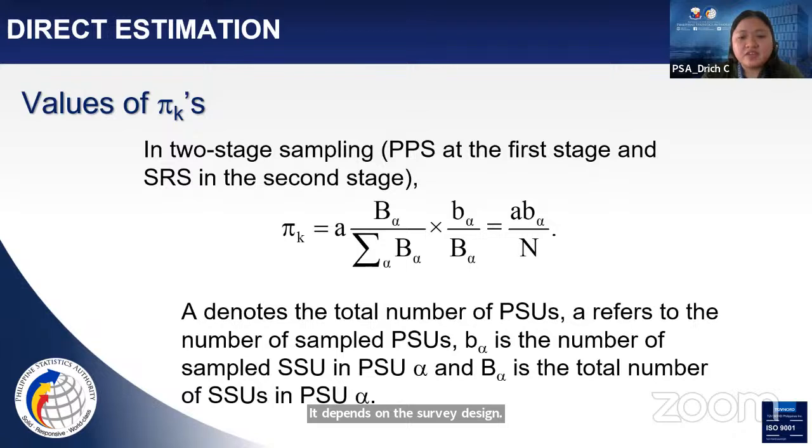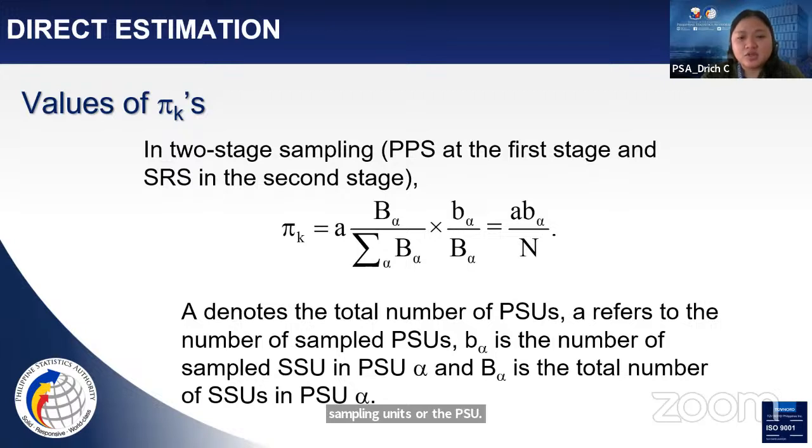And then specifically for two-stage sampling, with PSU selection at the first stage and SRS in the second stage, lambda sub k is A times B over the summation of B, multiplied by small b over big B, which is equal to AB over N. So this denotes the total number of PSUs. Small a refers to the number of sampled primary sampling units, while small b refers to the number of sampled secondary sampling units in the primary sampling units, while big B is the total number of secondary sampling units in the PSU.